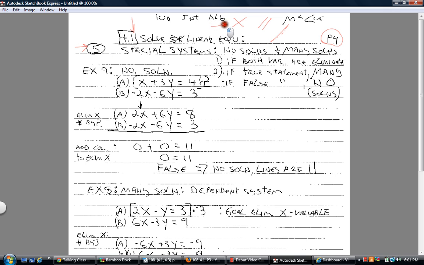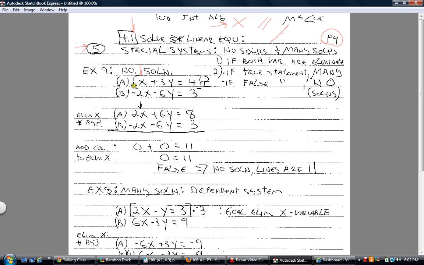We've been working hard on substitution and elimination, so let's look at example 9 in my notes. Equation A is x plus 3y equals 4. The second equation, or the B equation, is negative 2x minus 6y equals 3. You need to eliminate one of the variables. Let's pick the x variable. I would do this one for elimination because it's got that coefficient of 1. That's always a little easier.